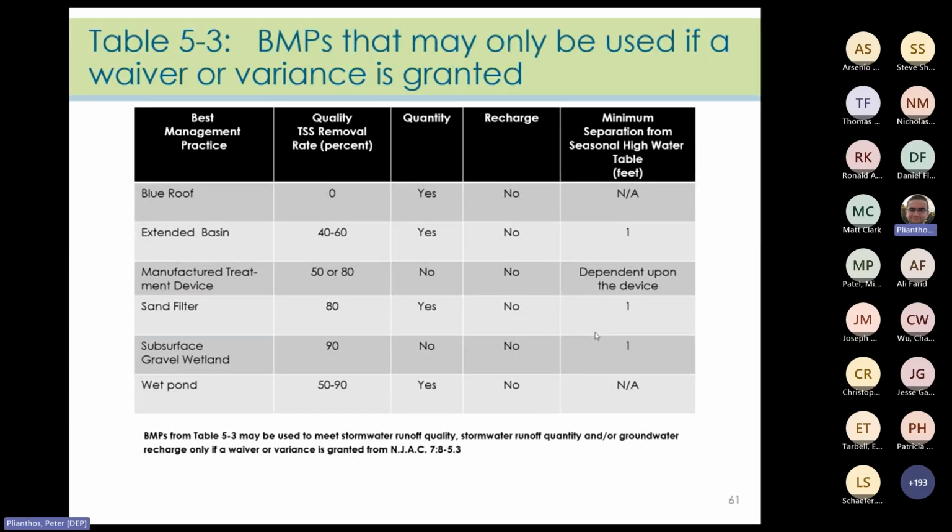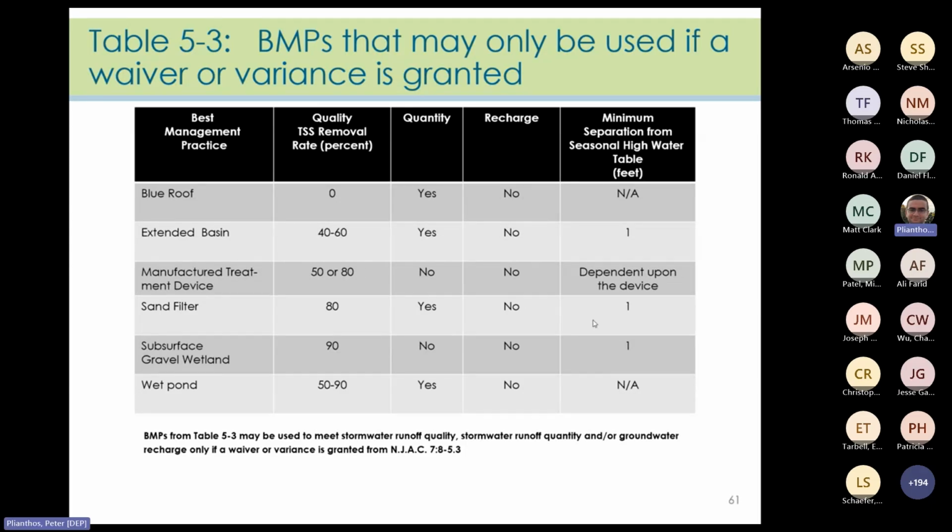BMPs in Table 5-3 always require a waiver or variance from N.J.A.C. 7:8-5.3 before they can be used to meet any of the design and performance standards. It is not anticipated that these BMPs will be used much in the future because of what is required in order to grant a waiver or approve a variance.